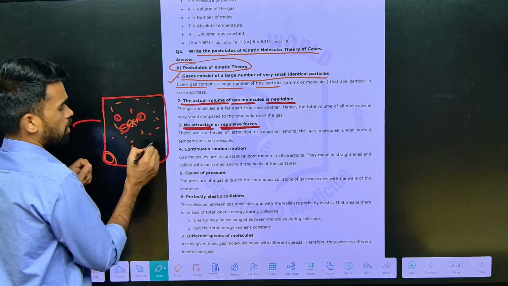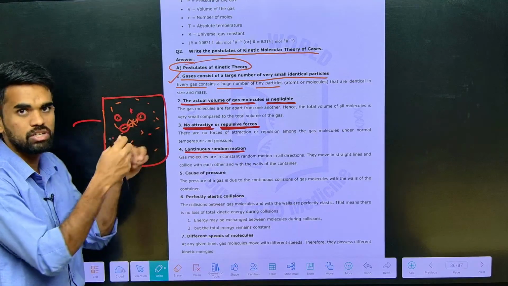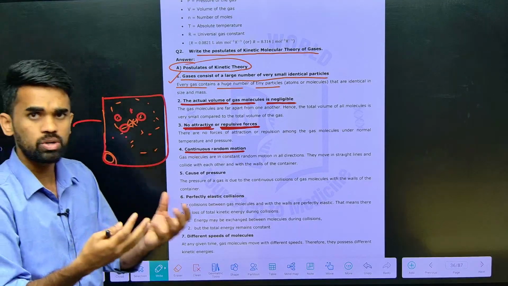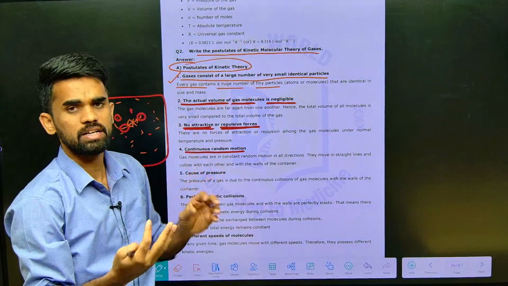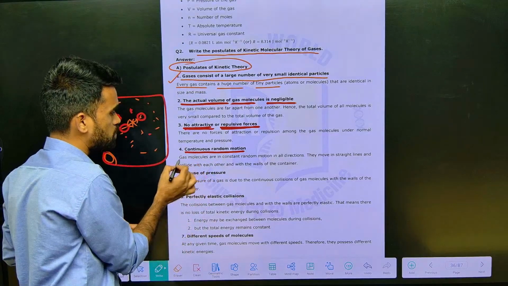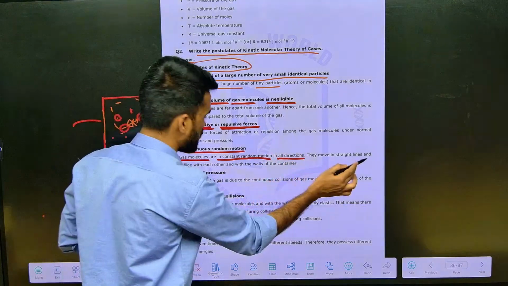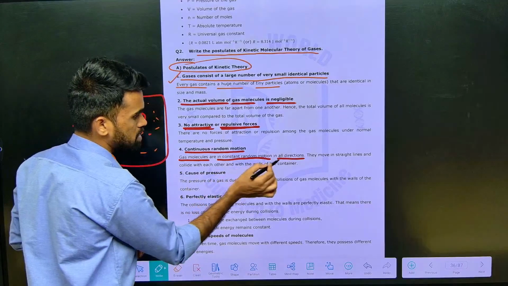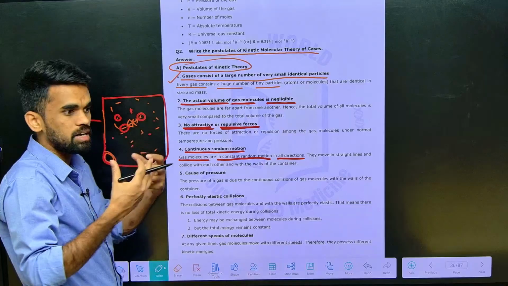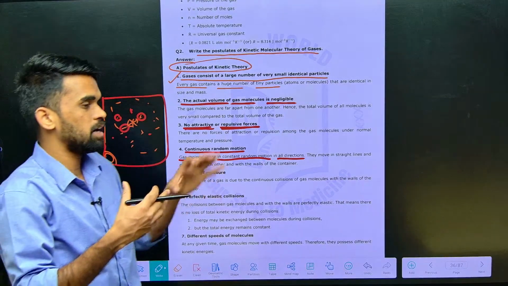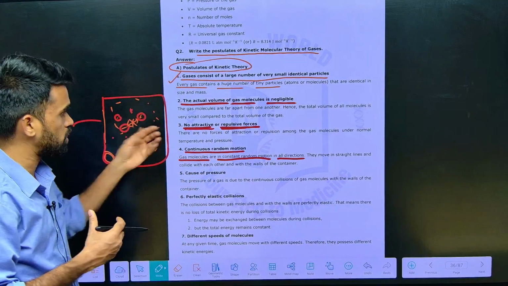Now again, these are in continuous random motion. Gas molecules are in continuous random motion. That is true, no? In nature also, if you observe, gas particles move in random motion. Gas molecules are in constant random motion in all directions. They move in straight lines and collide with each other and with the walls of the container. This is perfectly correct, no? You need to understand this and try to apply it in daily life or in a practical way, so that it is easy to remember.